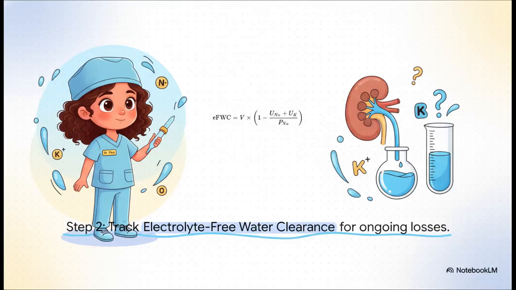But here's the next level move. You also have to track electrolyte-free water clearance. This basically calculates the ongoing leak in the system. It tells you how much pure water your patient is losing in their urine right now. If you don't account for this leak, you'll just be treading water as their sodium keeps creeping up.